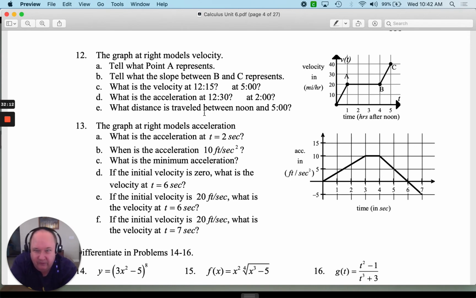What is the distance traveled from noon to 5 p.m.? And to find the distance traveled, how many miles? You find the area under the curve. So let's just break it down. I look at it and I see a triangle. Half the base, the height is 20. I'm just going to break it down into shapes. Rectangle, 1 to 4, that's 3 times 20. I see a rectangle again. I should have done a longer rectangle. Whatever. 1 times 20.